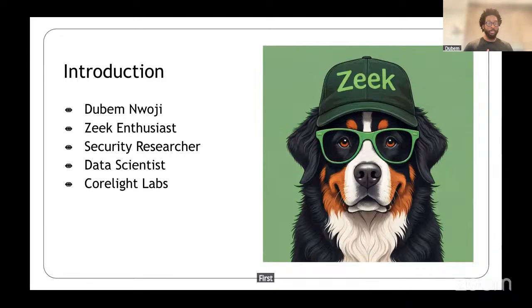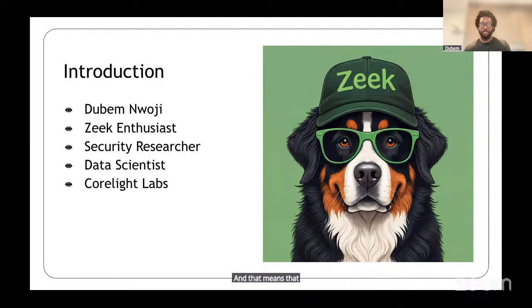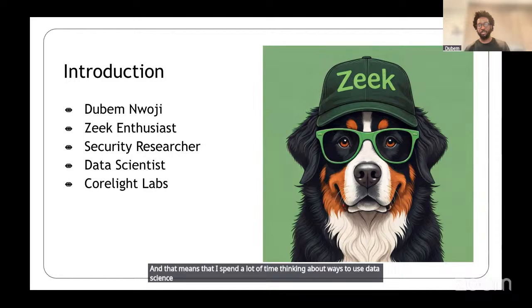First, my name is Dubem. I'm a security researcher and data scientist at Corelight. And that means that I spend a lot of time thinking about ways to use data science and machine learning to protect the enterprise network.